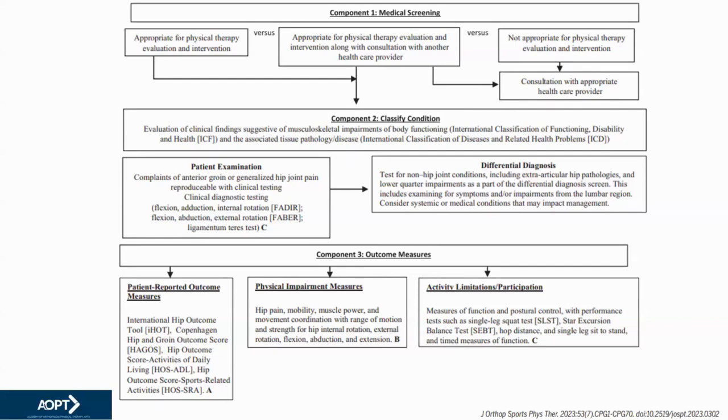Is this truly a non-arthritic hip joint pain condition that we're looking at? Or is it a different condition? Or, very commonly, overlapping conditions, which helps prioritize how we will evaluate and treat this individual. And then, how is this individual affected by the condition?